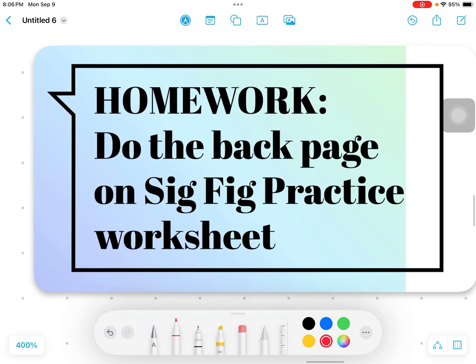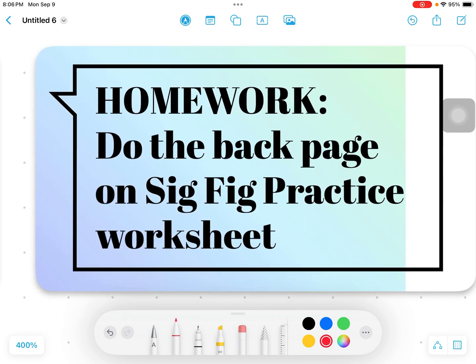Okay, so your homework for tonight is the back side of the worksheet you got yesterday. The sig fig worksheet or coloring worksheet that is due Thursday will also be out. So if you want to get a jump start on that, you're more than welcome. You do not have to, but I suggest it so that you have some more time to get that colored and get that done, because you'll also have some work time tomorrow in class as well.